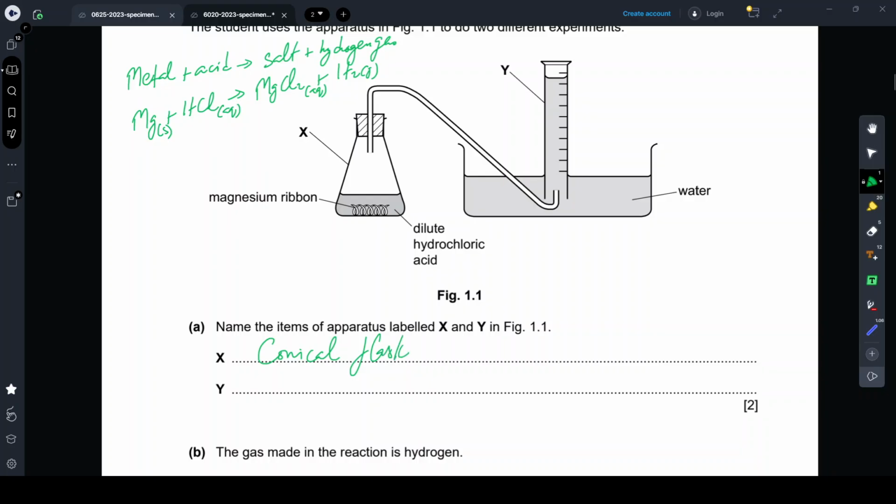And Y is a tube. No. Measuring cylinder. Measuring cylinder. Or a gas ring. A gas ring? We don't have a gas syringe here. Okay, that must be wrong.